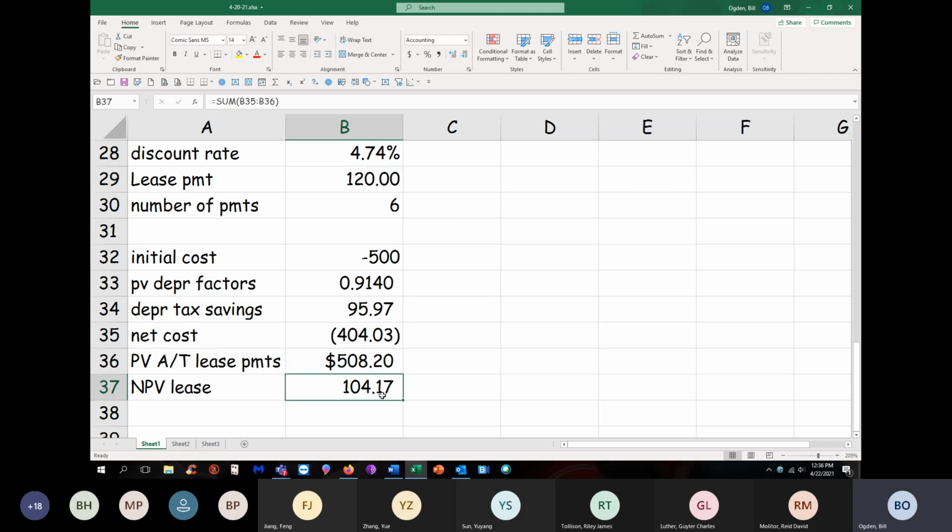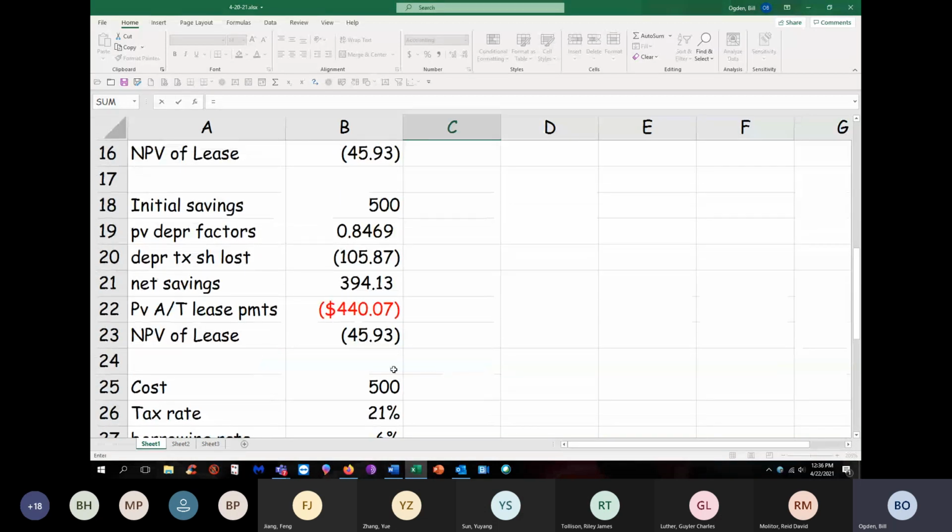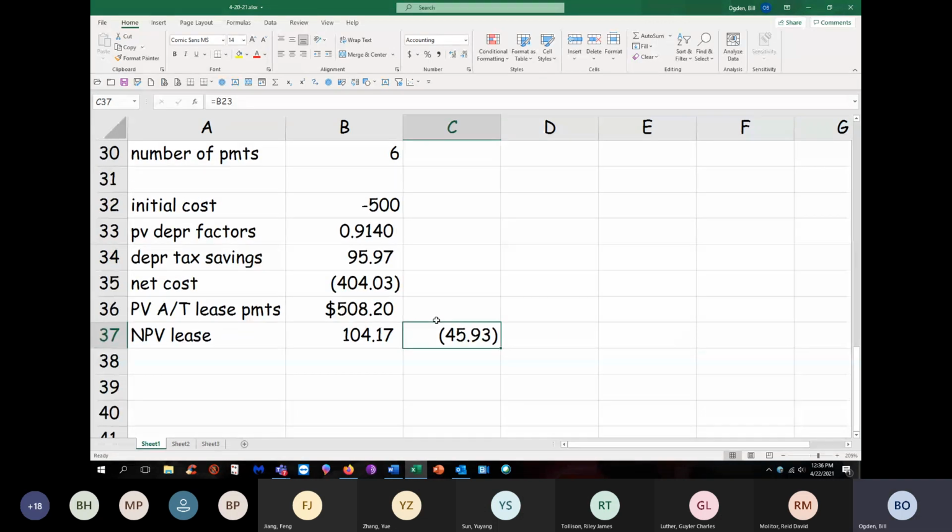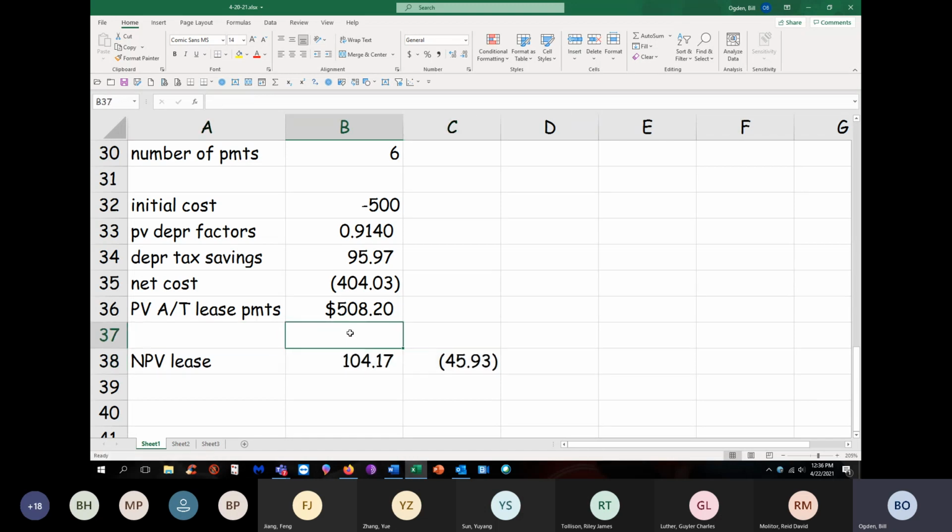So this is the NPV of the lease to the lessor. Let's bring down the NPV to the lessee, and we could do it either way. We could choose this one or this one. They're the same. Let's choose this one. So for the NPV of the lease, let's try to make this a little more clear. This is the lessor, and this is the lessee.